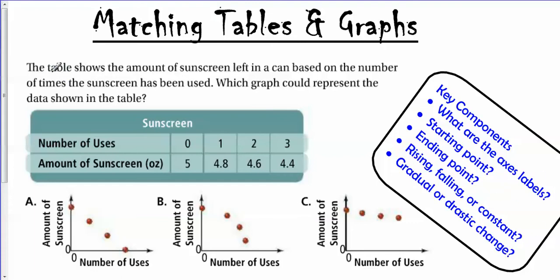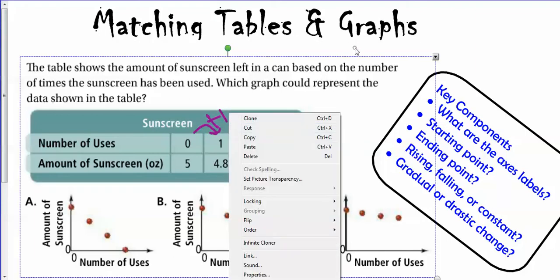The situation here says the table shows the amount of sunscreen left in a can based on the number of times the sunscreen has been used. Which graph could represent the data shown in the table? So this is in ounces. At 0 uses, there's 5 ounces in there. If you look at each of our graphs, they're all starting at the same amount. After 1 use, it's going down by 0.2 ounces. So it's not really that much of a drastic change. This is going to be more of a gradual change. So here, it's going up by 1 use, so the number of uses is increasing.